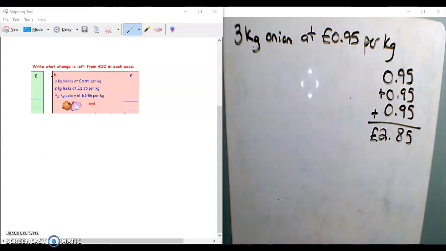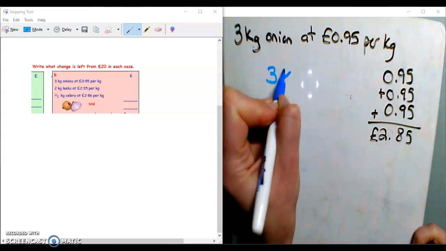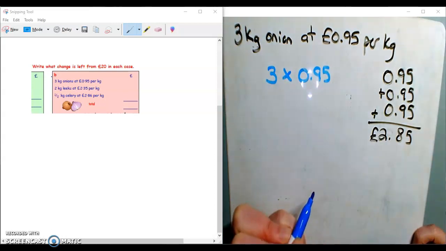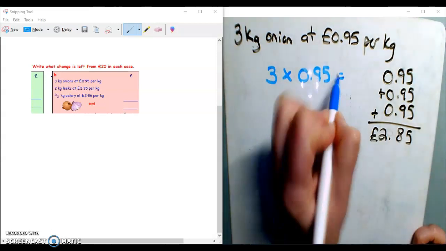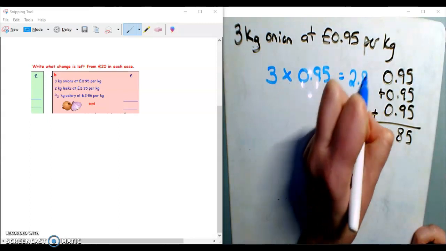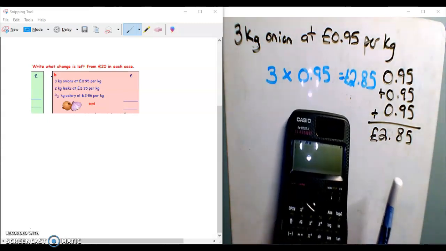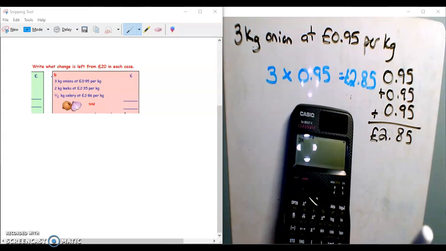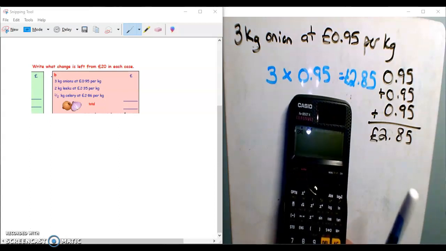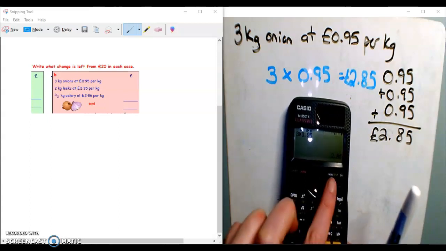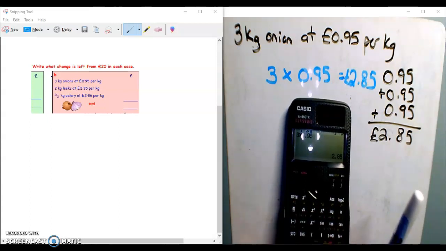Well, another way to do it is I can go, well, 3 lots of 95p. And when I do that, I'm going to get £2.85. 3 times 0.95 is £2.85. So let's check this in our calculators. So we're going to go 3 times 0.95, and we get £2.85. So it works.